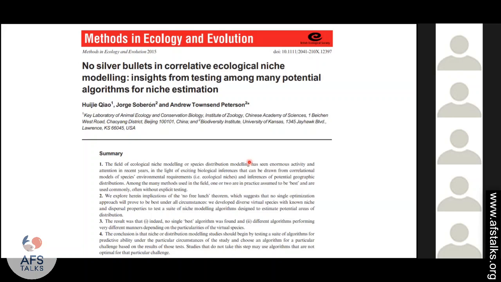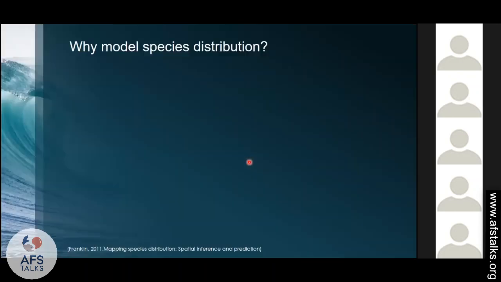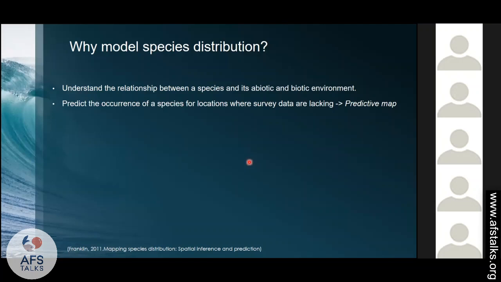Then why do we model a species distribution? What's the use? Maybe to understand the relationship between the species and its biotic and abiotic environment, and also to predict the occurrence of a species in locations where the survey is lacking. That is, there are many unexplored or inaccessible habitats. In such cases, a survey is not possible. Then we can predict the occurrence of species or the habitat suitability of a species so that we can conserve the habitat or the area.